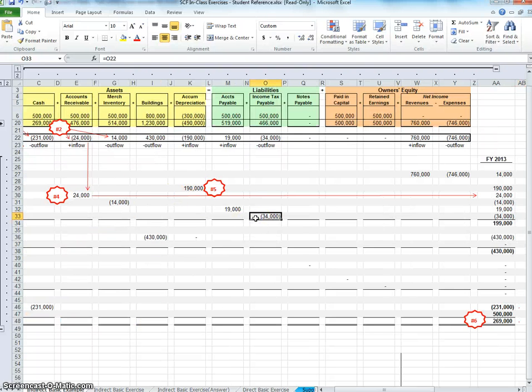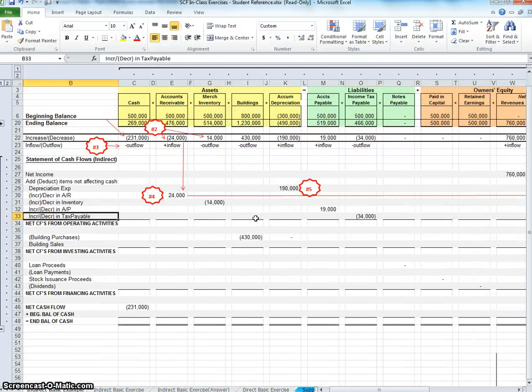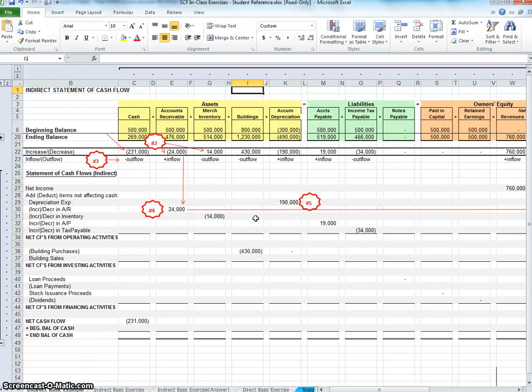So let's look at something that has a little bit more complexity to it, and let's go to the building purchases. So again, this is the big driver of our negative cash flow for the year. So let's analyze this a little bit. Your buildings increased from 8 to 1.23 million. So if it increased, we're going to put that on our building purchases. This is also called capital expenditures on your cash flow statements. This is a very key number.